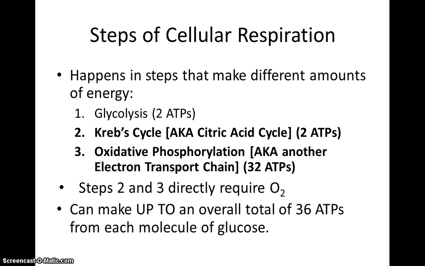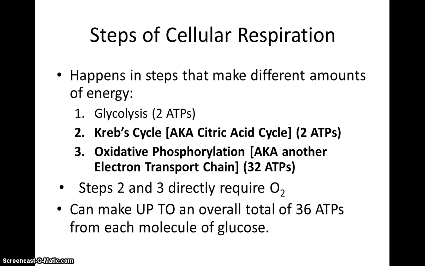Now we're going to get into the nitty-gritty of cellular respiration. This is already something that you've seen, so this should be a little bit of a review. Cellular respiration happens in 3 discrete steps, and each makes a different amount of ATP. The first is glycolysis. The other 2 are the Krebs cycle and oxidative phosphorylation. Both the Krebs cycle and oxidative phosphorylation have a secondary name, and basically it goes 2, 32, with the amount of ATPs made in each step.